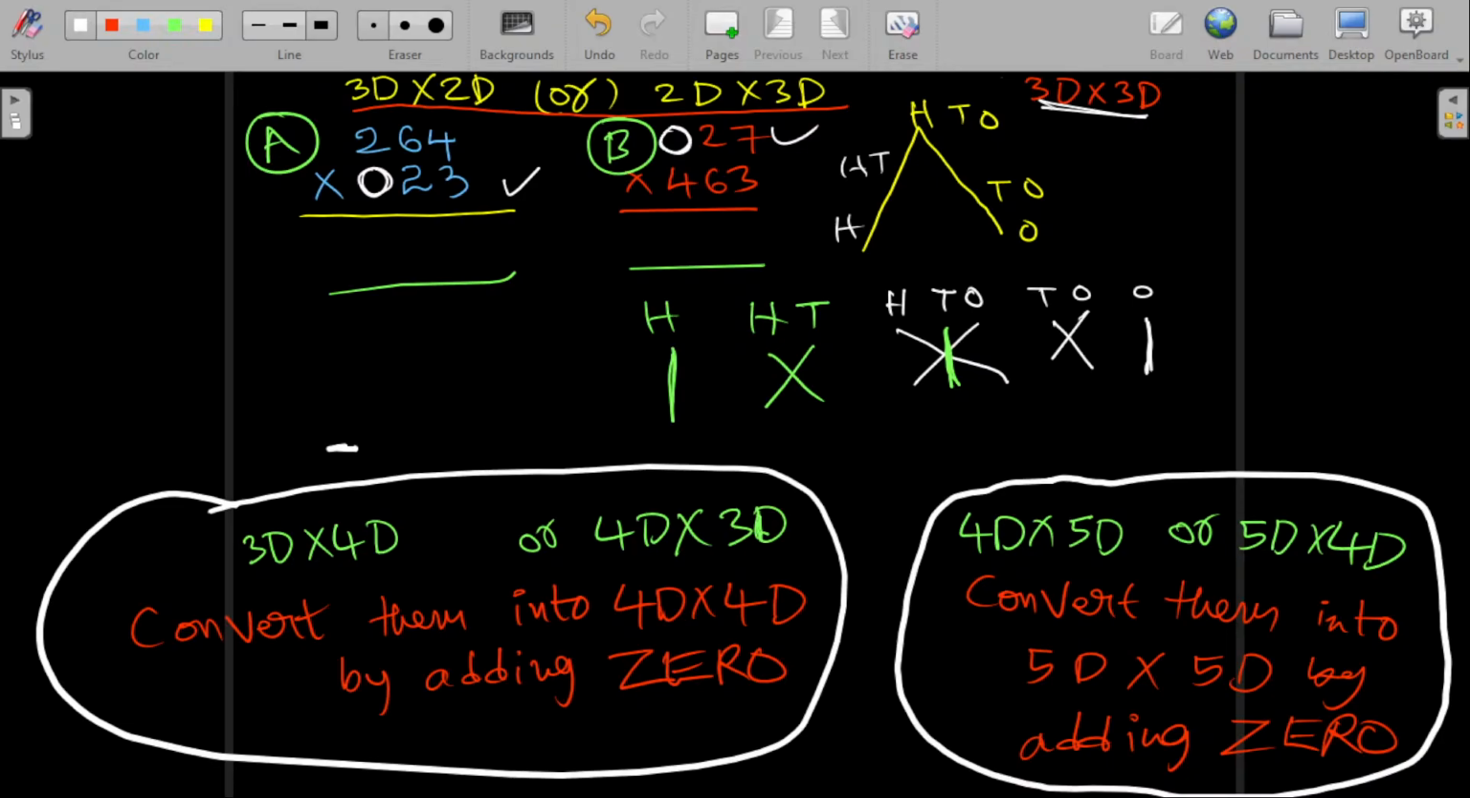So this is the process to convert them into 3D into 3D or 4D into 4D or 5D into 5D. You have to add 0 to the left side of the number, not the right side. If you write it on the right side, the number value will change. For example, 34 is there. If you add 0 on the right, it will become 340. If you add 0 on the left, the value will not change from 34. That is the reason. Add 0 to the left side of that number. Clear? You can write.